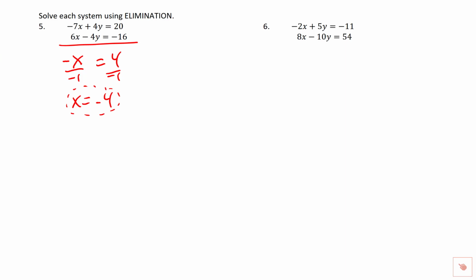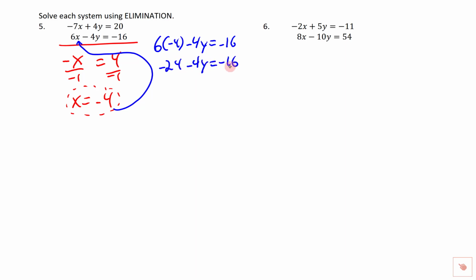So I'm going to take this and plug it back into one of the original equations. It really doesn't matter which one. I'm going to plug it into the one with a positive coefficient right here. So I get 6 times negative 4, then minus 4y equals negative 16. So this is going to be negative 24 minus 4y equals negative 16.